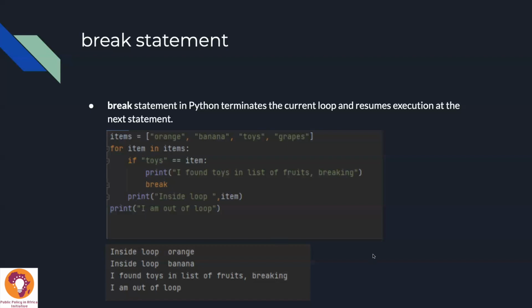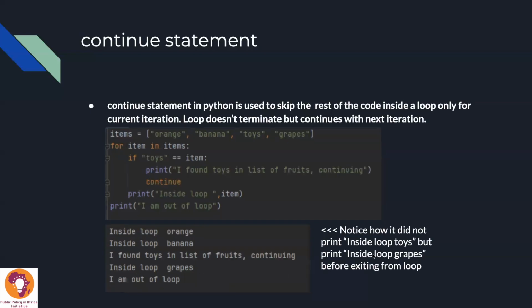Cool. Not seeing any others right now, so I'll move on to the continue statement. So the continue statement in Python is used to skip the rest of the code inside a loop only for the current iteration. Loop doesn't terminate, but it continues to the next iteration.